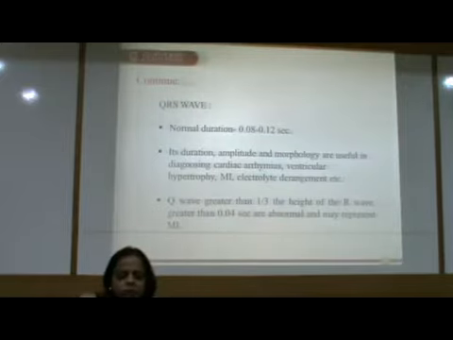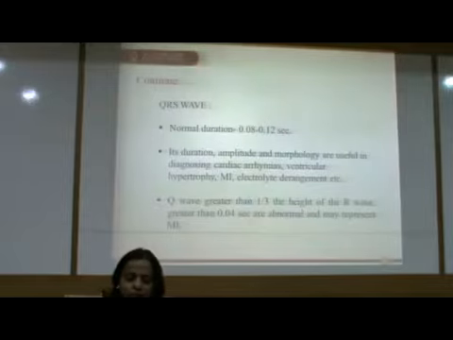A Q wave greater than 1/3 the height of the R wave, or greater than 0.04 seconds, is abnormal and may represent MI.